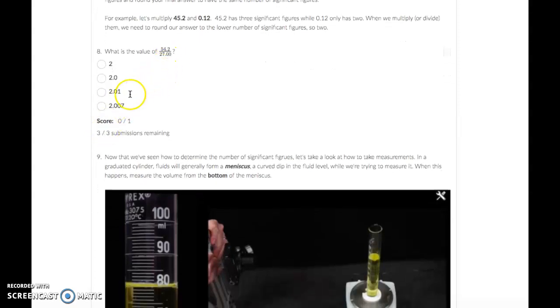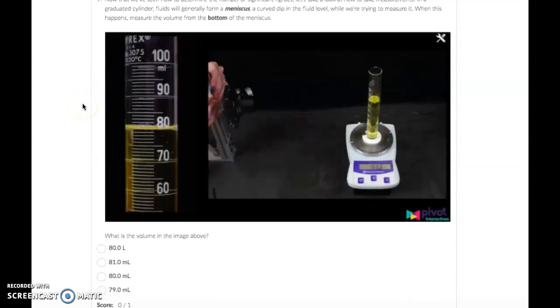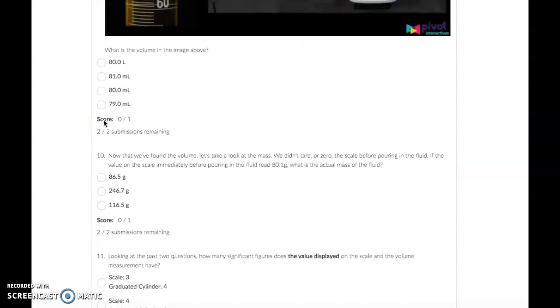Make sure when you do a calculation, like division, you pay attention to the least number of sig figs. You'll see a diagram here, this image. Make sure you estimate one digit as well when you read from a measuring device.